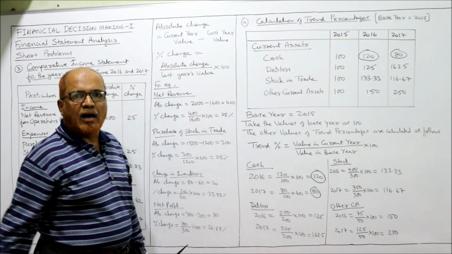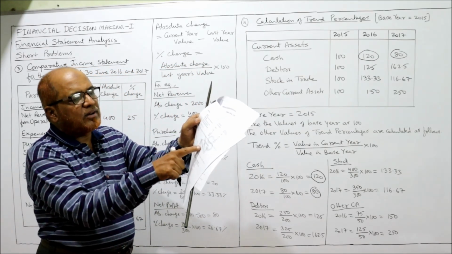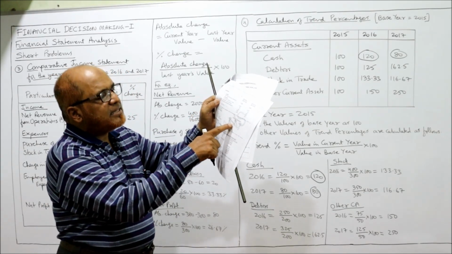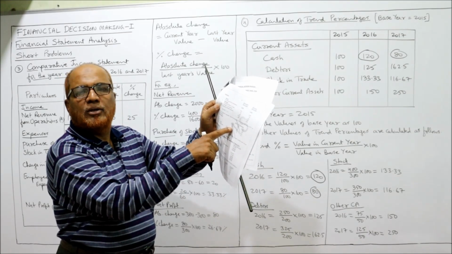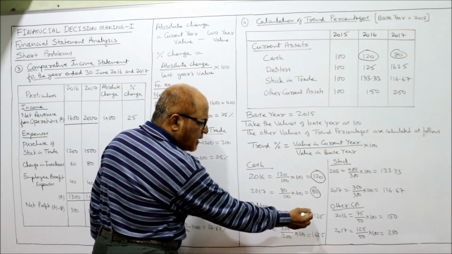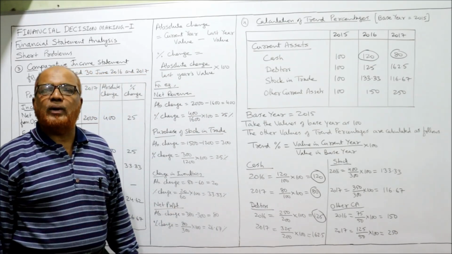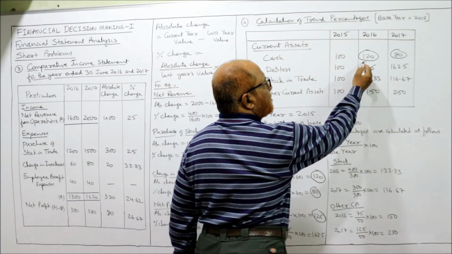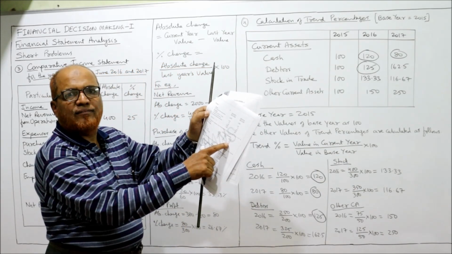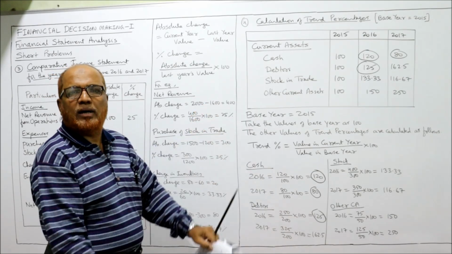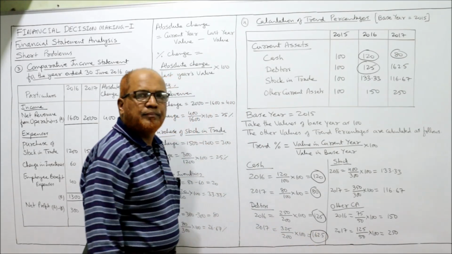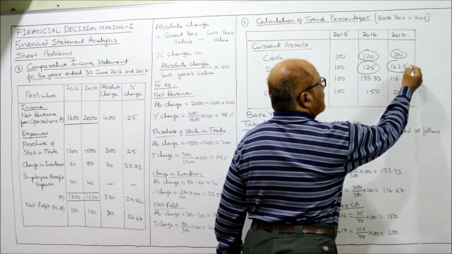Now I am coming to debtors. Debtors for the current year 2016 are 250 and base year debtors are 200. So 250 by 200 into 100, 125. Debtors are 125 for 2016. Similarly, for 2017, the debtors are 325. So 325 by 200 into 100, 162.5. So here I have taken 162.5.